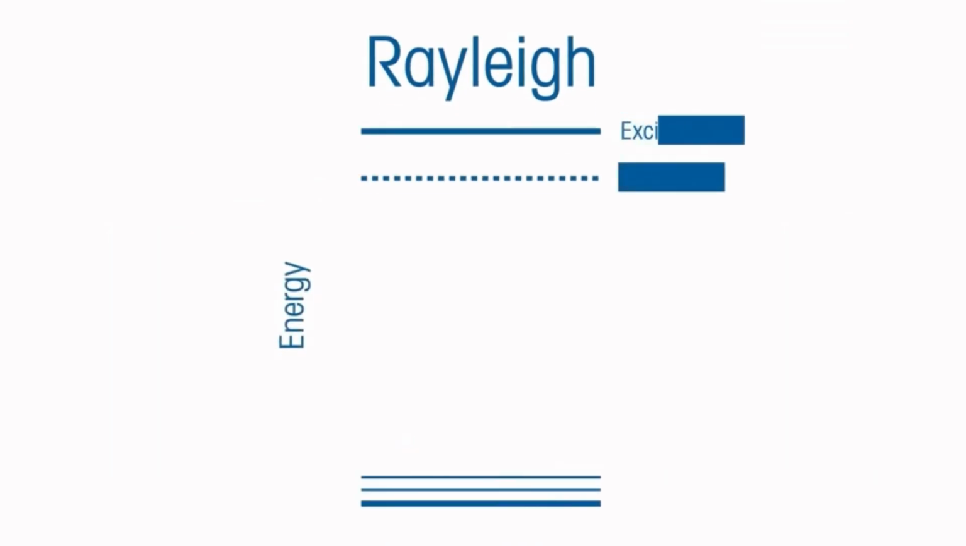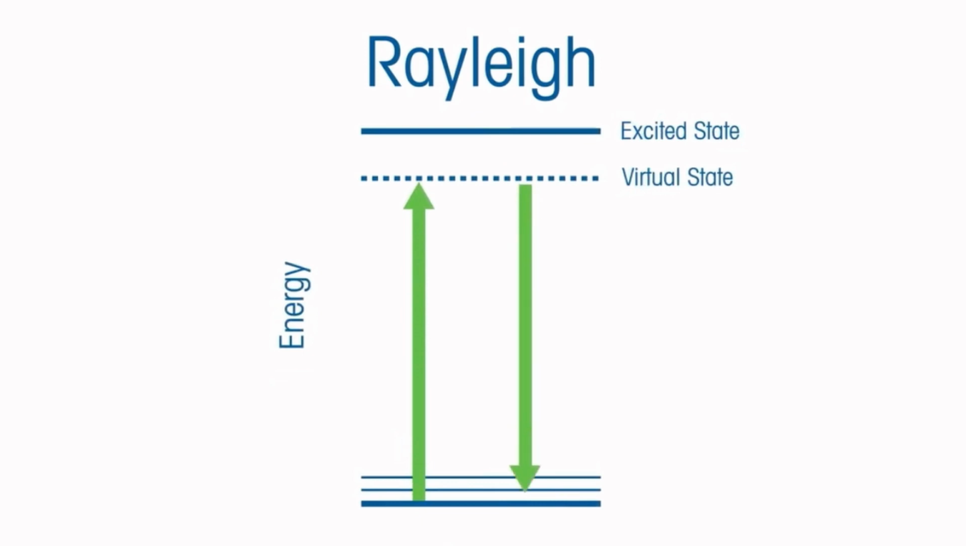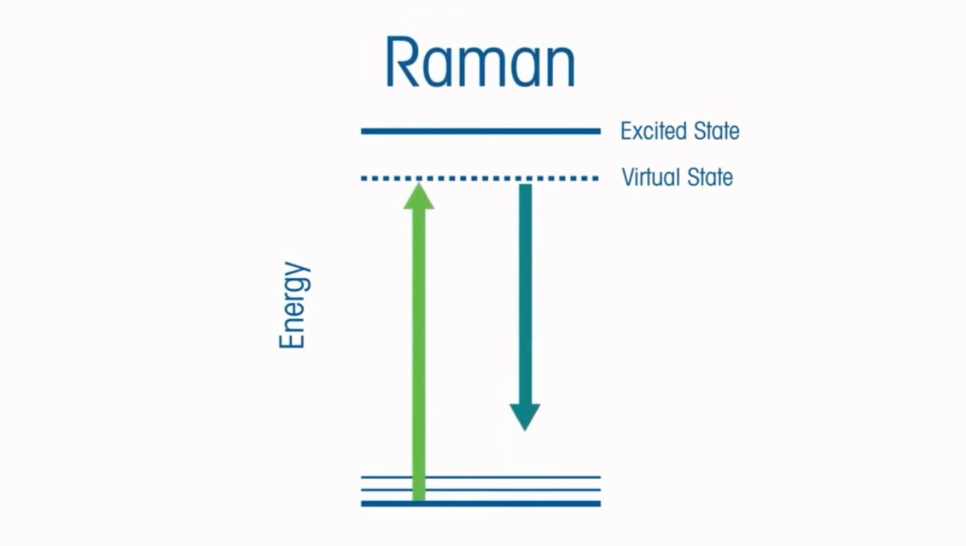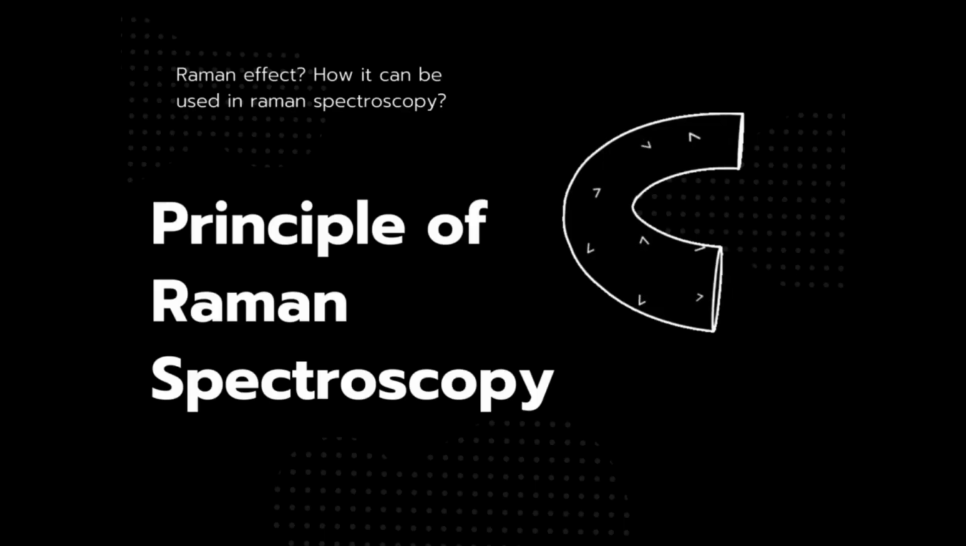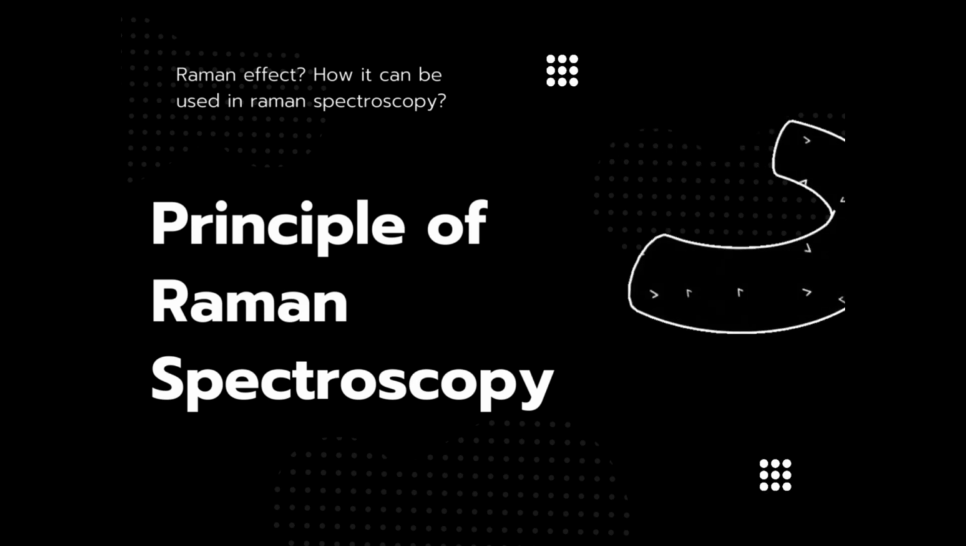Rayleigh is elastic scattered energy, which means the frequency of the scattered photon is the same as the excitation photon frequency. This type of energy is non-informational to the chemical makeup of the molecule being interrogated. Raman scattering, however, is inelastic photon scattering and is highly informational to the chemical makeup. Also, Raman spectroscopy is named after Indian physicist C.V. Raman. Now let's move on to the principle of Raman spectroscopy.